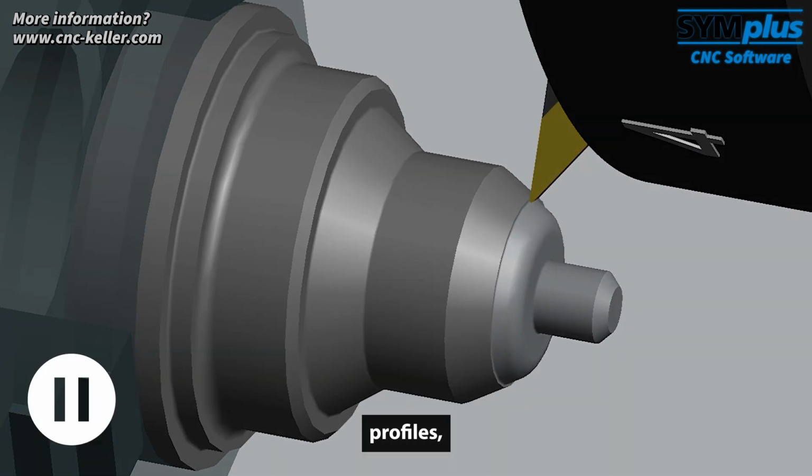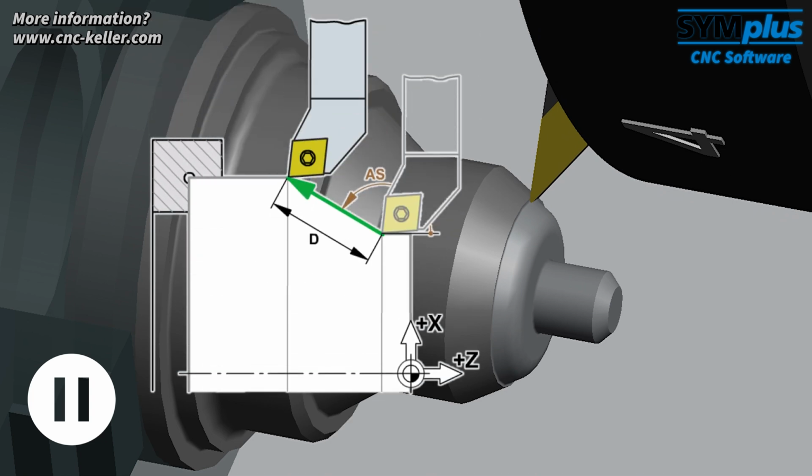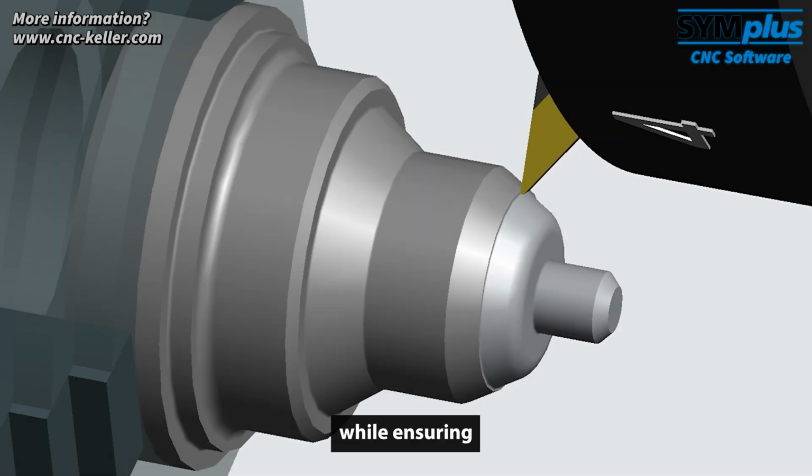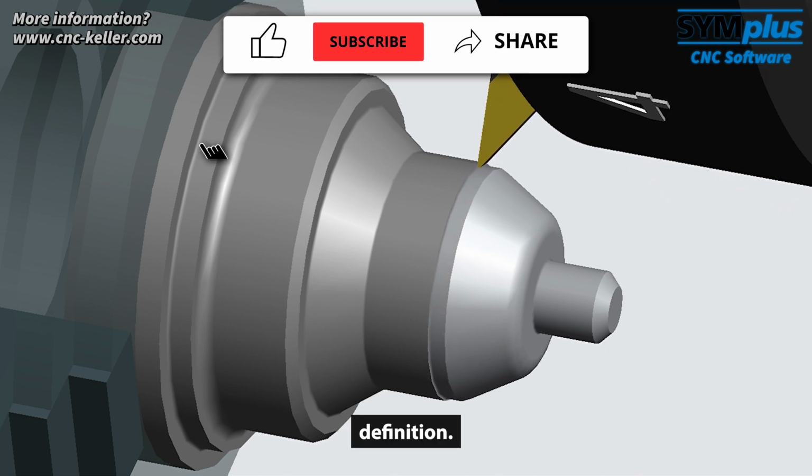For tapered profiles, the inclination angle can be defined directly using AS. In this example, the angle is 150 degrees, always referenced to the z-axis position. This eliminates the need for trigonometric calculations while ensuring precise taper definition.